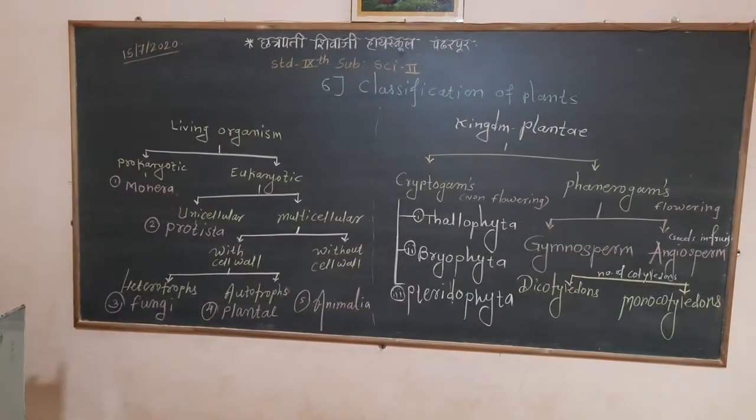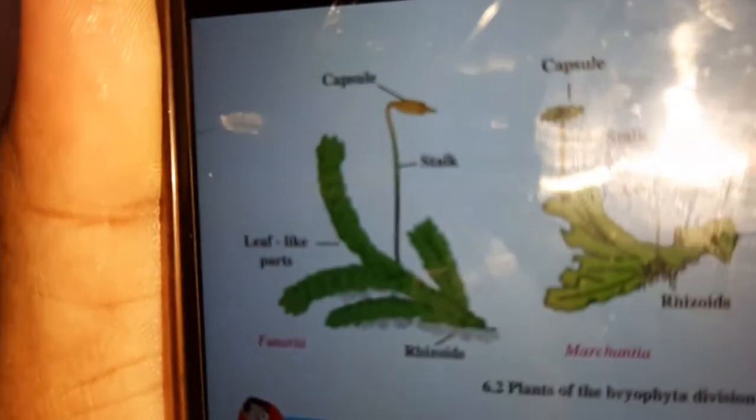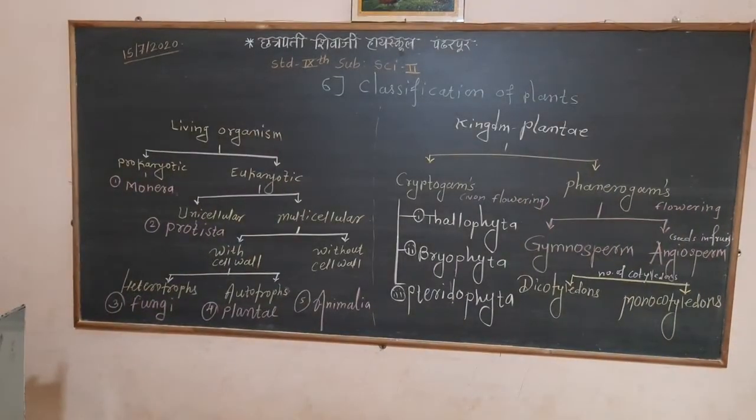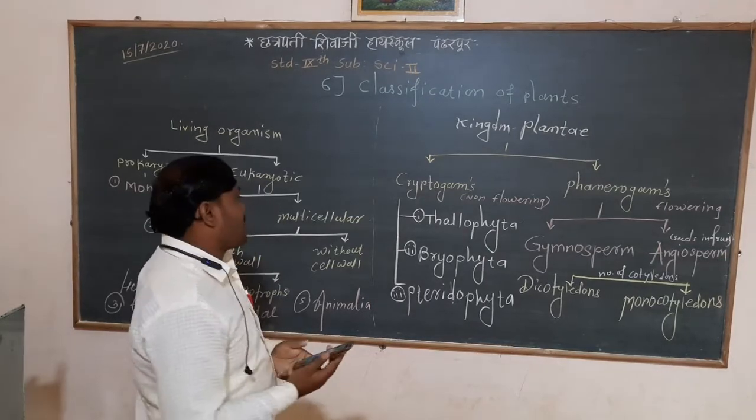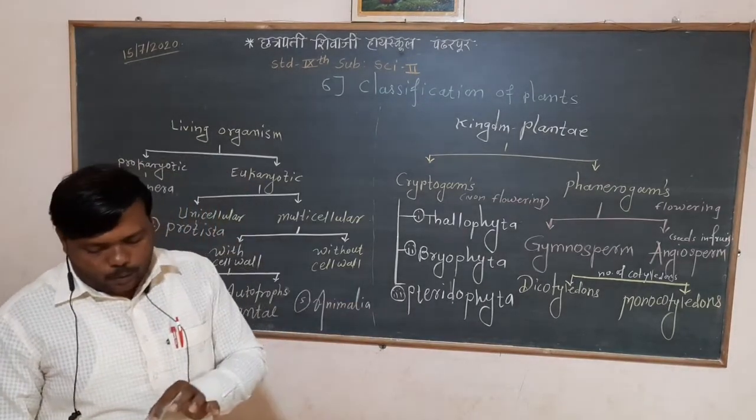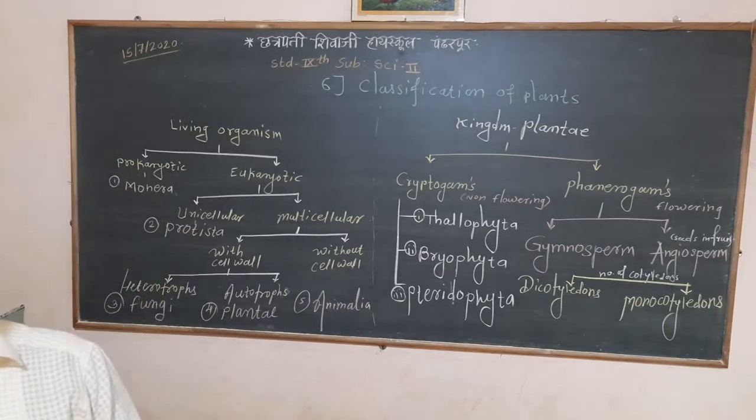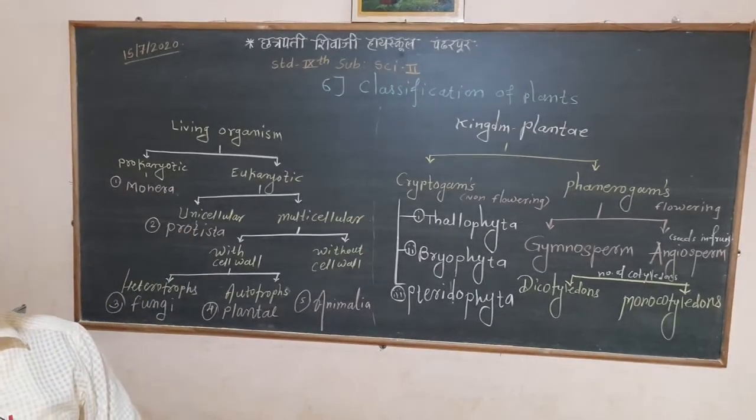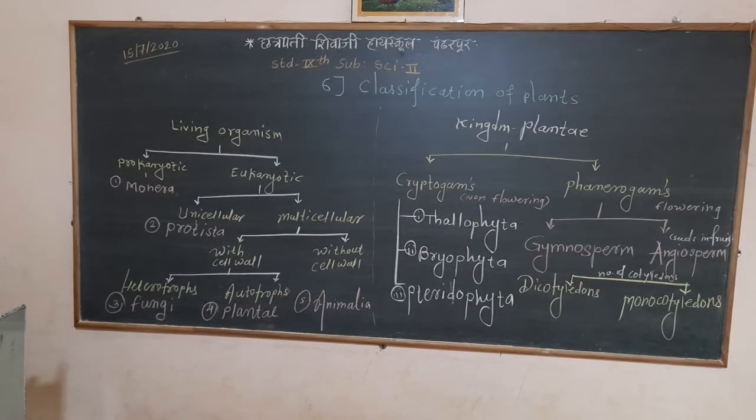The first is Funaria, the second Marchantia, and the third Anthoceros. These and their structures are shown here, and this is very important. After this we discuss the pteridophytes. We look at a diagram here of the ferns and their structure.